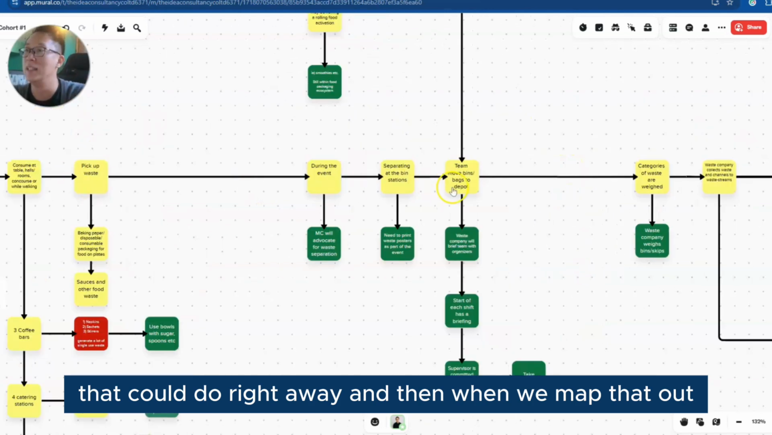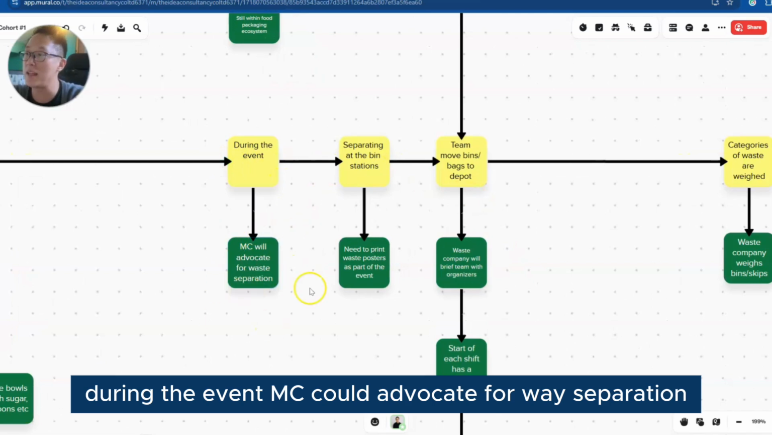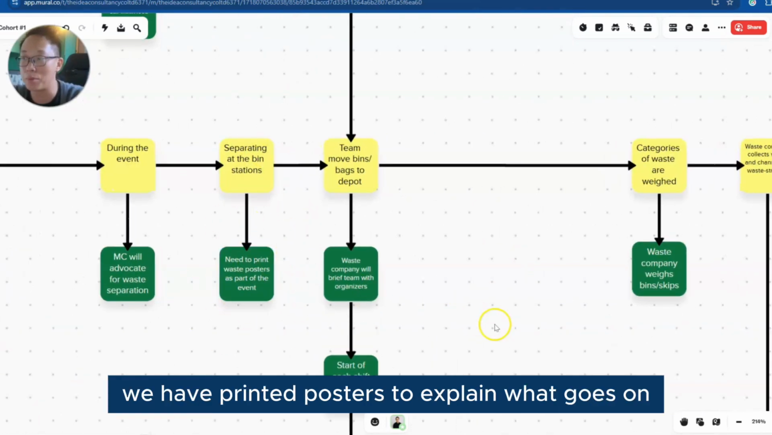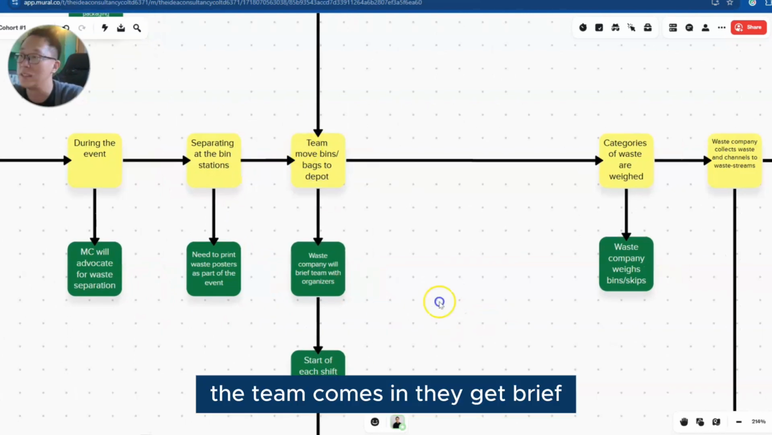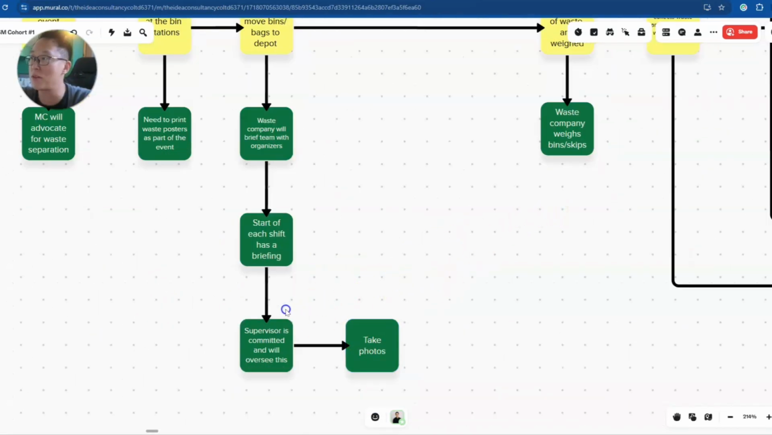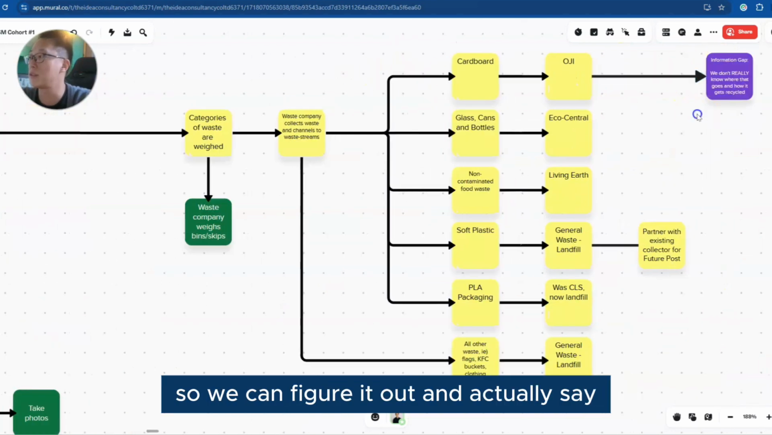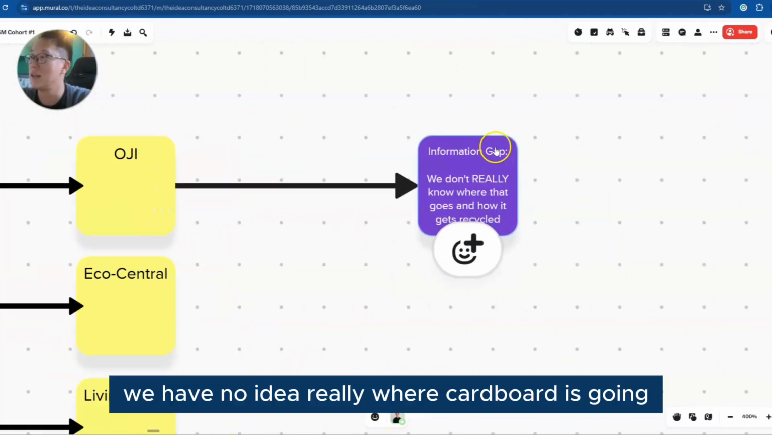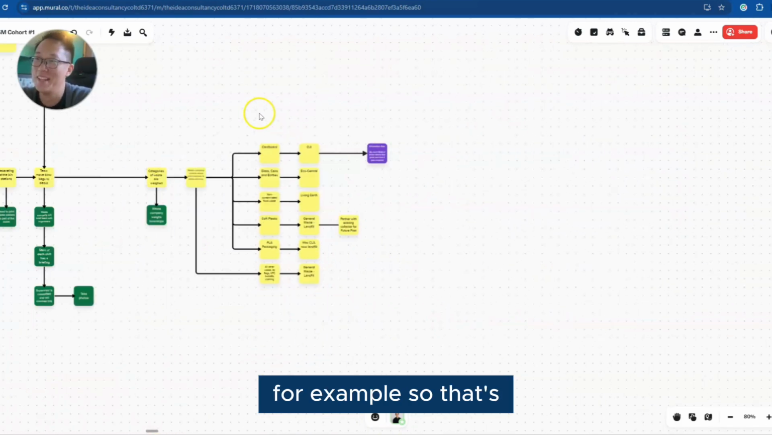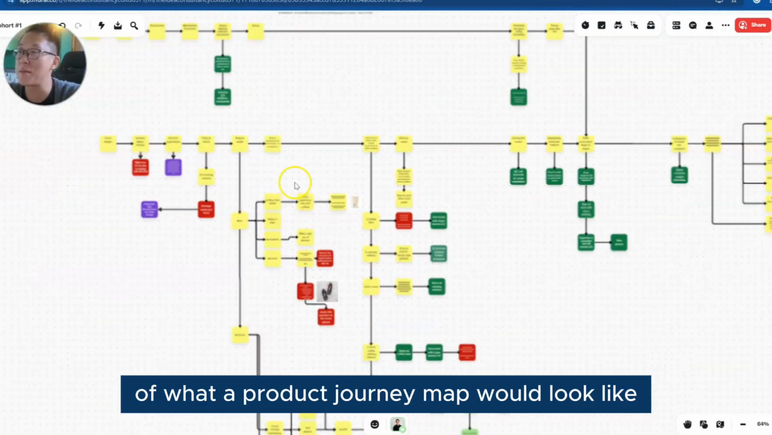And then when we mapped that out, we could see all the different opportunities where during the event, the MC could advocate for waste separation, separating of the bins. We have printed posters to explain what goes on. The team comes in, they get briefed, they get organized, they separate the waste, they take photos. And even describing where that waste goes to so we could figure it out and actually say, we have no idea really where cardboard is going, for example. So that's a quick example of what a product journey map would look like.